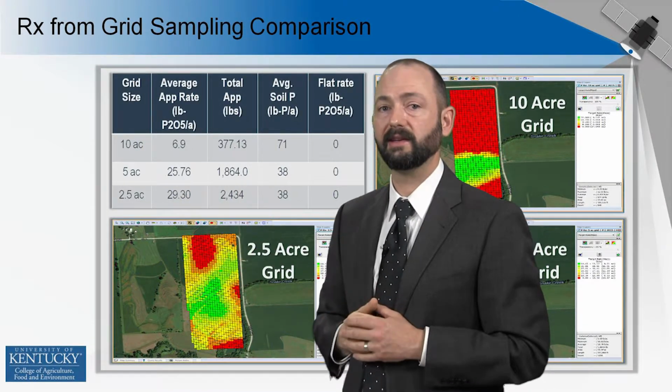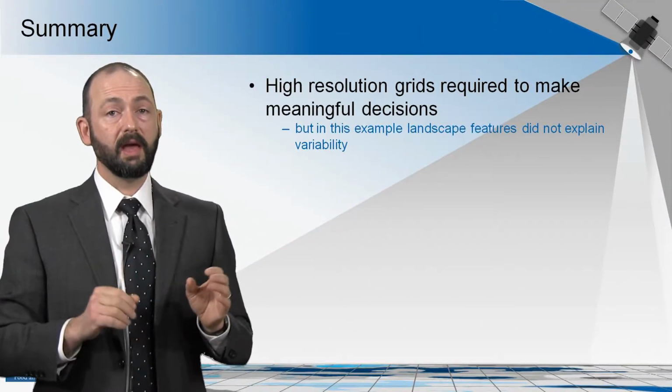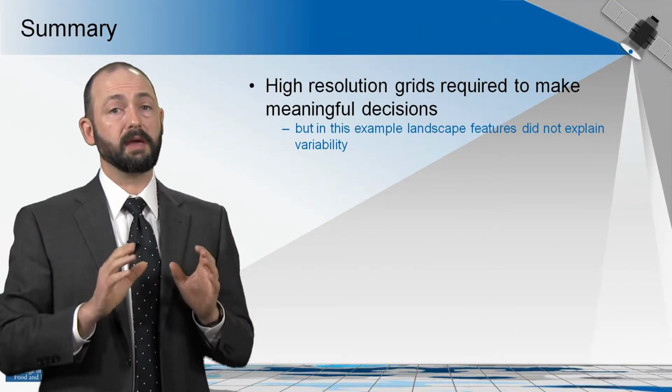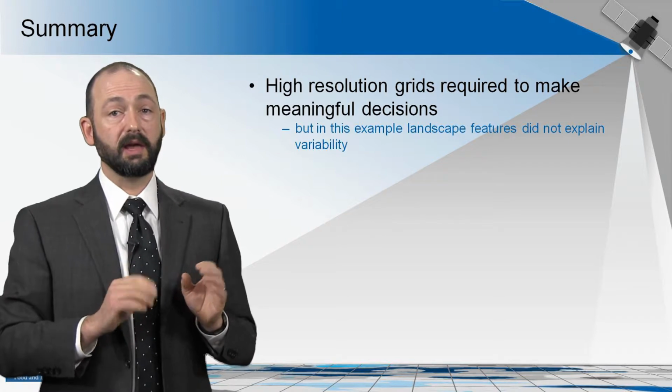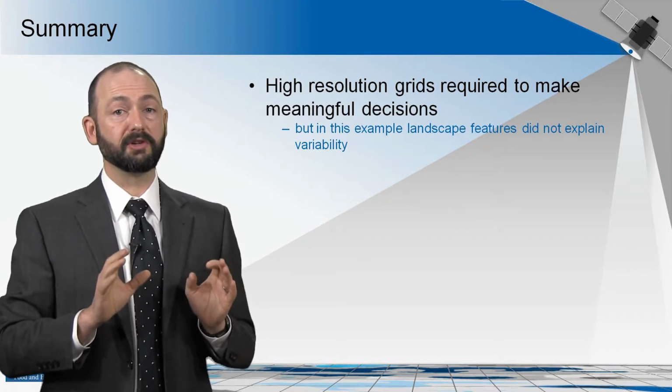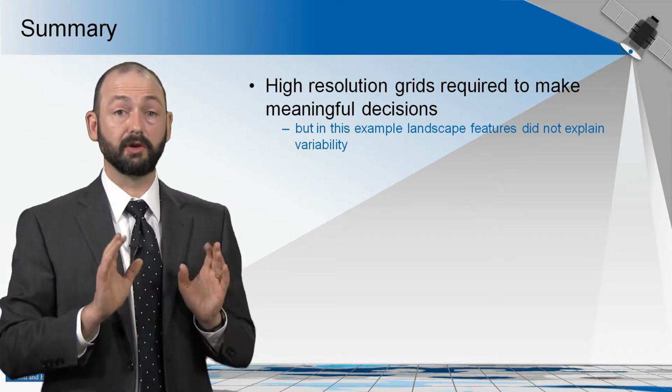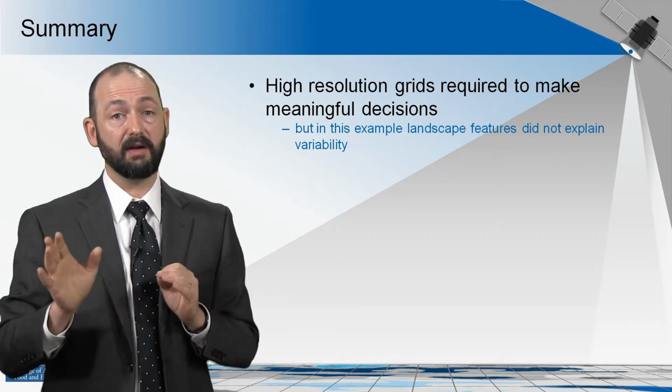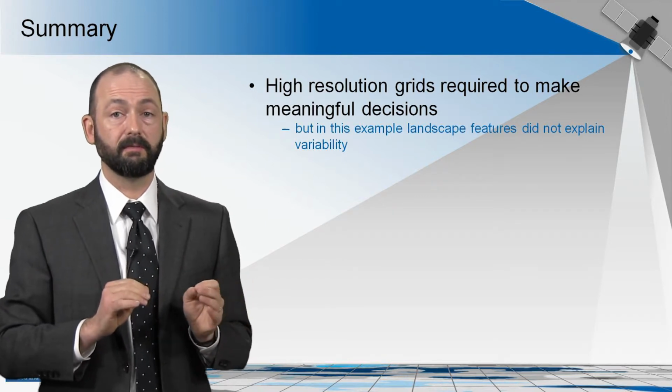This isn't always the case. In conclusion, high-resolution grids are required to make meaningful decisions. In this example, landscape features did not explain variability, so the grid sample was necessary to pick out the high phosphorus and low phosphorus areas.